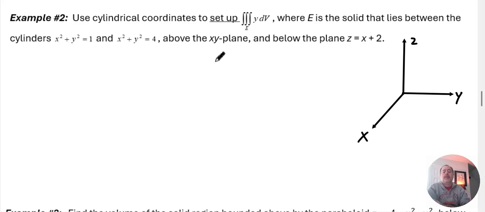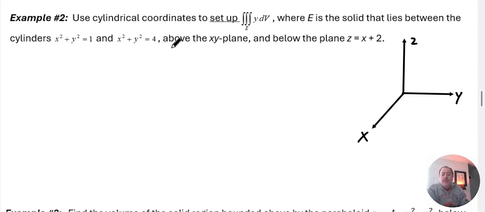And so this next example is a pretty short one. It says let's use cylindrical coordinates to set up the triple integral of e of y dV, where E is the solid that lies between the two cylinders x squared plus y squared equals 1 and x squared plus y squared equals 4. We're above the xy plane and we're below the plane z equals x plus 2.